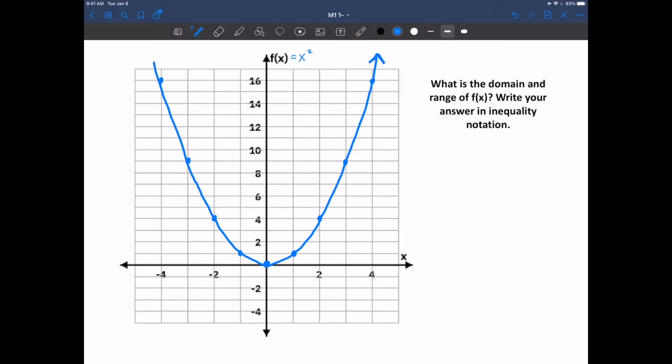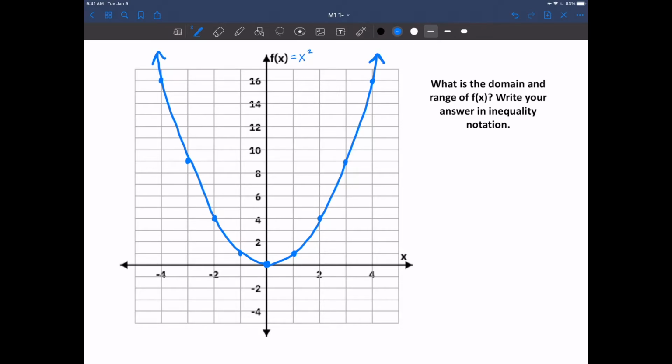Whee! Oops. It didn't quite go through the point, but I'll try again. You don't have to be super perfect, but the idea is there. And again, when you find f of negative 5 and f of negative 6, you're going to see that it's going to keep going. So we're going to put arrows there. Okay, so this is what f of x equals x squared looks like. We'll spend more time on linear and exponential functions in this class, but it's really important to know what x squared looks like as well. You'll be focusing on x squared a lot more in the next math course.